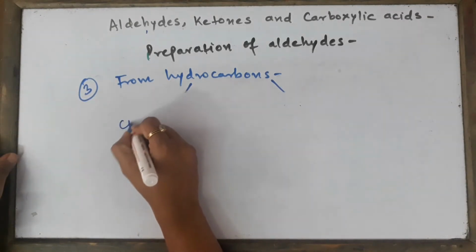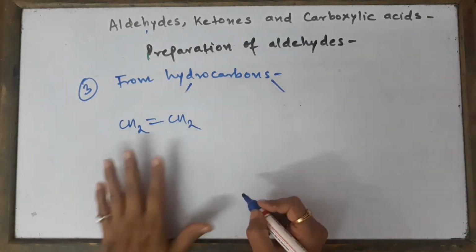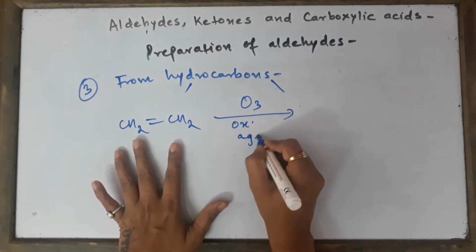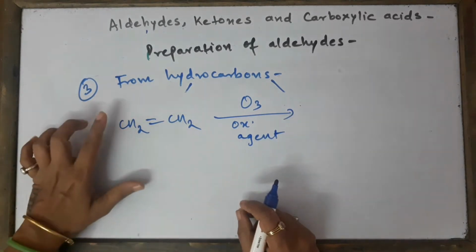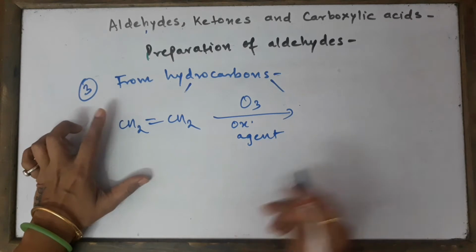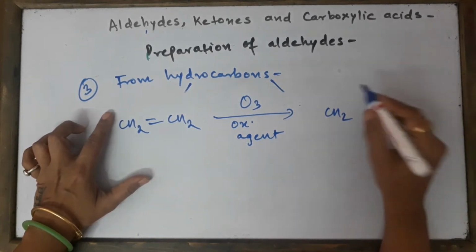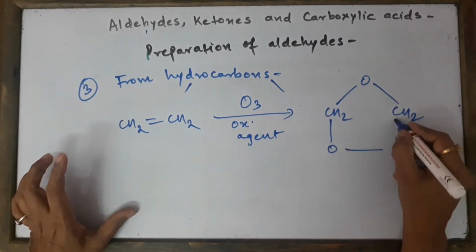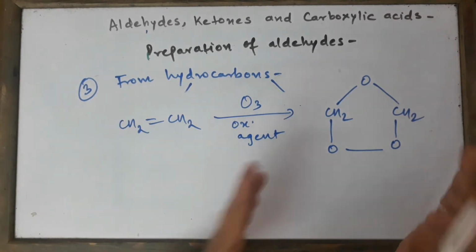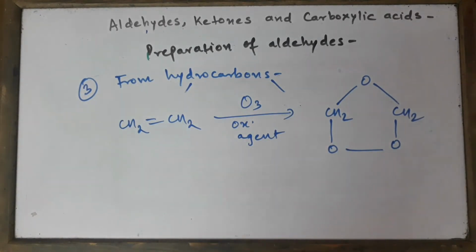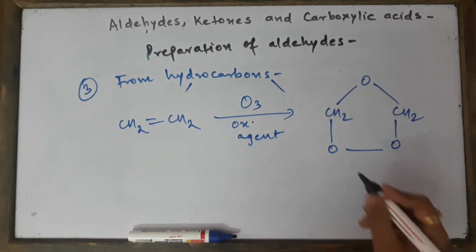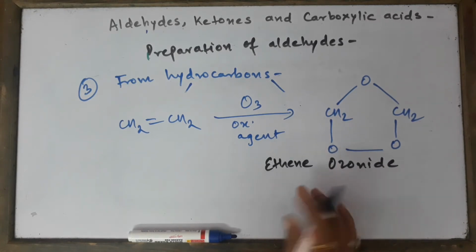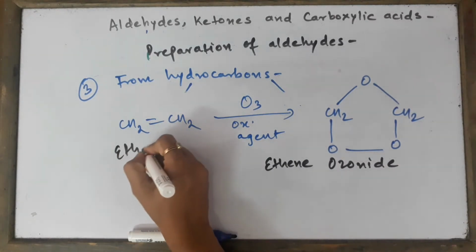You've already done ozonolysis in class 11th, so it's not that difficult. Take an alkene, add ozone, a very strong oxidizing agent. First of all, we get a cyclic intermediate, drawn like this: CH2. The mechanism is complex for class 12th, so just remember you have to draw a cyclic product first, and this is the ozonide, an intermediate. Whose ozonide? Ethene ozonide.